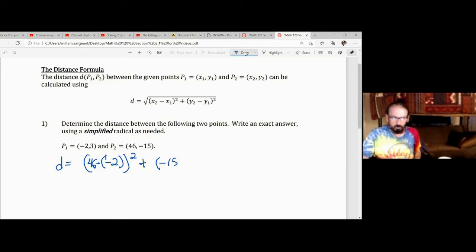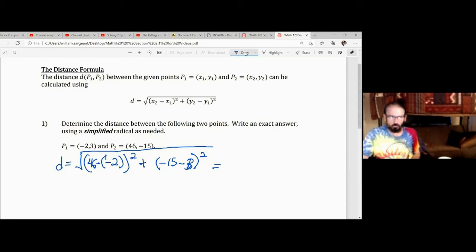So keeping this consistent, my y2 would be the -15, and I'm going to subtract from that the other y coordinate of 3. Square that difference. Add it all up and wait until afterwards to simplify your square root.